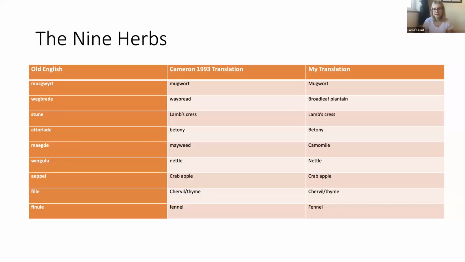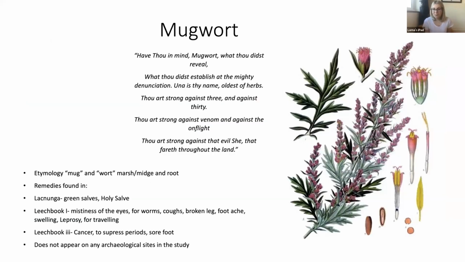So next slide, please, which is mugwort. So the charm starts with plant number 1. Have thou in mind, mugwort, what thou didst reveal, what thou didst establish at mighty denunciation. Una is thy name, oldest of herbs. Thou art strong against 30 and against 30. Thou art strong against venom and against onflight. Thou art strong against evil, she that fares throughout the land.